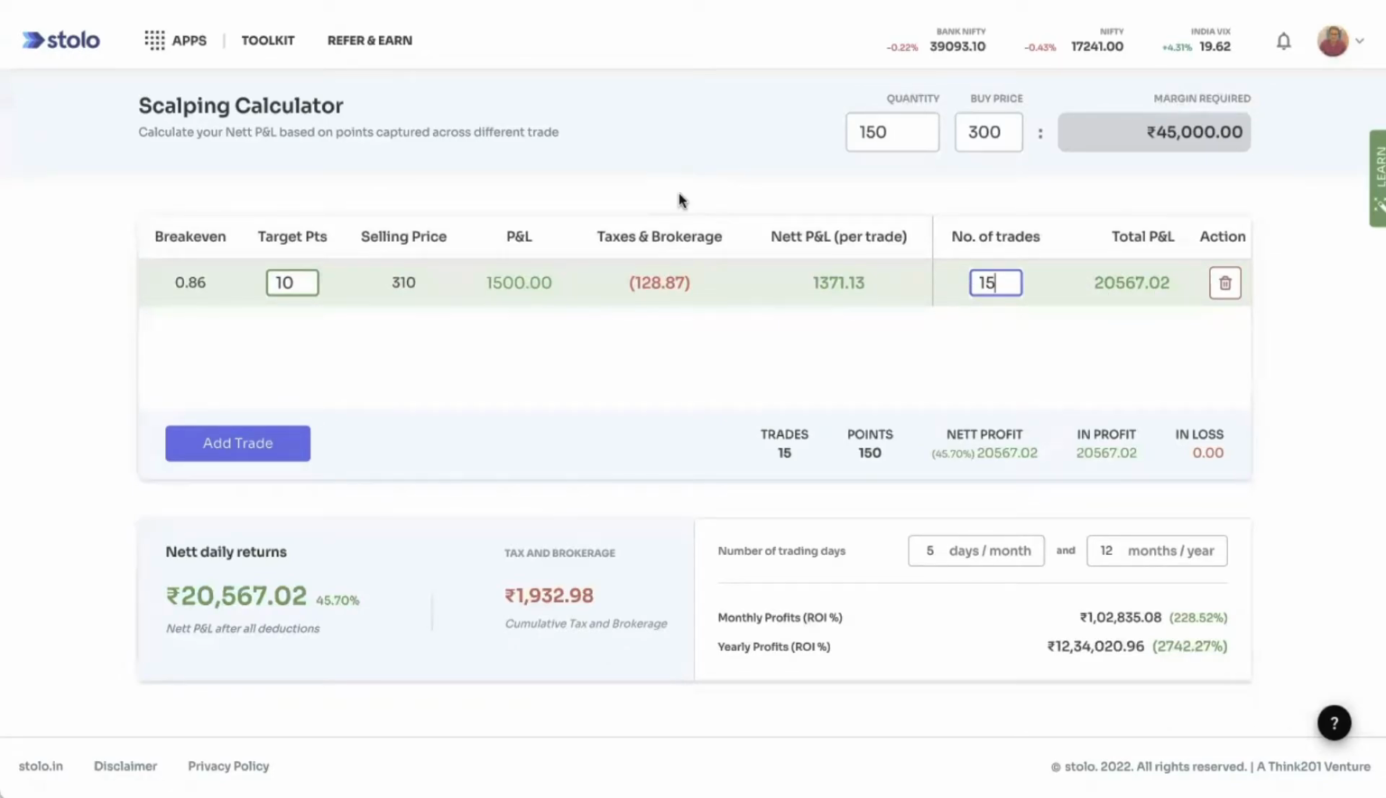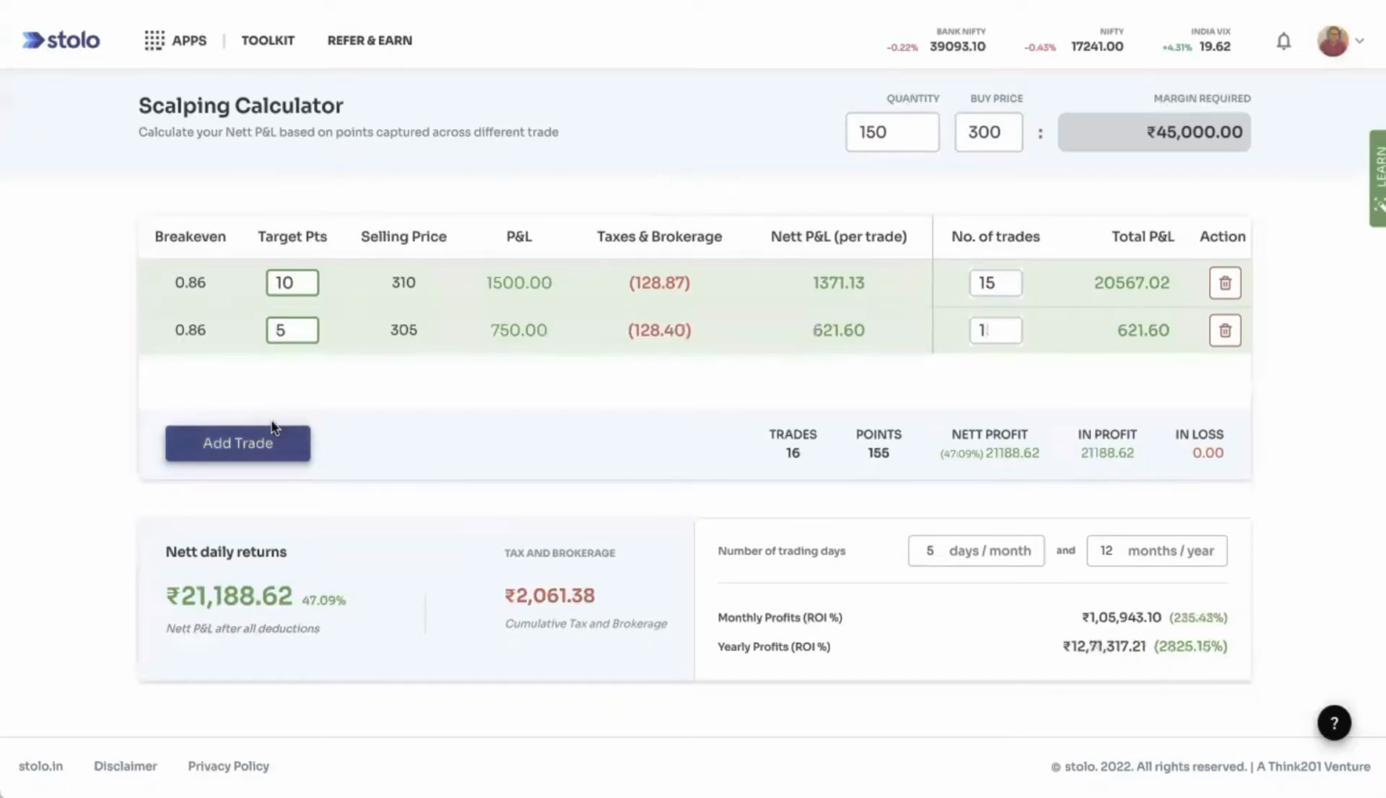But all of us know these trades will not always go in our favor. Sometimes when we scalp, our stop loss also gets hit, right? So I'd keep a stop loss of minus 5, so that we are looking at a risk to reward ratio of 1:2. We are capturing 10 points, and whenever our stop loss hits, it is getting hit at 5 points.